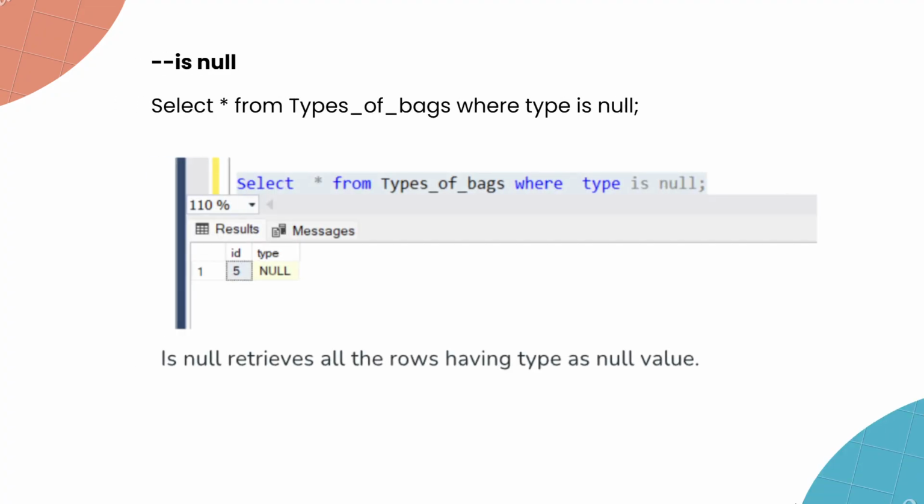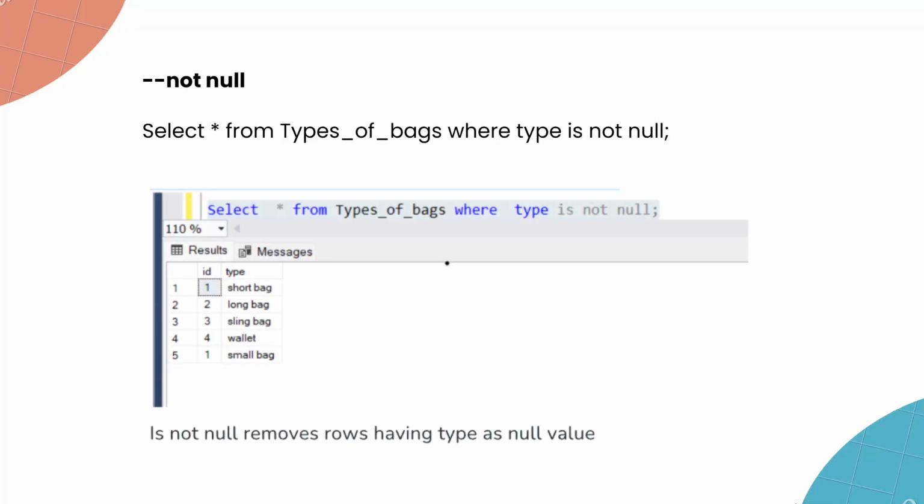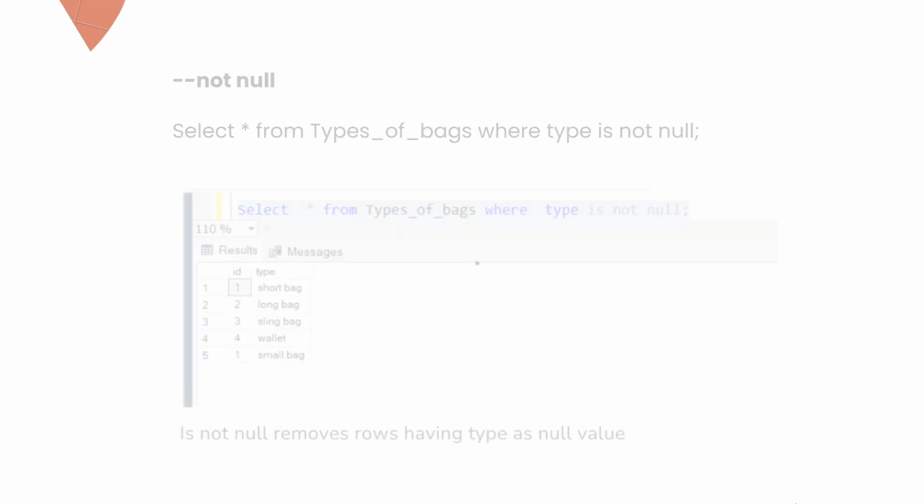Here is an example of is null. Is null retrieves all the rows having type as a null value. Here is an example of not null. Is not null removes rows having type as a null value.